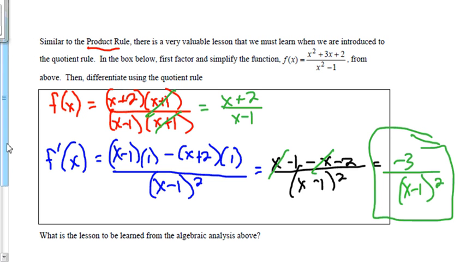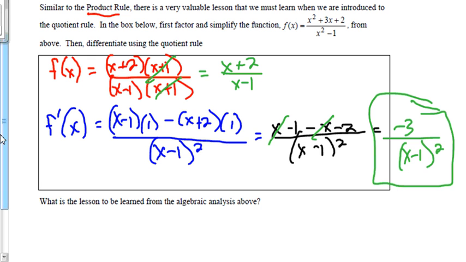Much, much easier. So down below it says, what is the lesson to be learned from the algebraic analysis above? And what we find out is that if any rational function can be factored and simplified before applying the quotient rule, we want to do it. It does not make nearly the mess that not factoring will make. Obviously, the previous time, there was a lot more algebra to be done. So let me write that down, and then that'll be the end of this part.